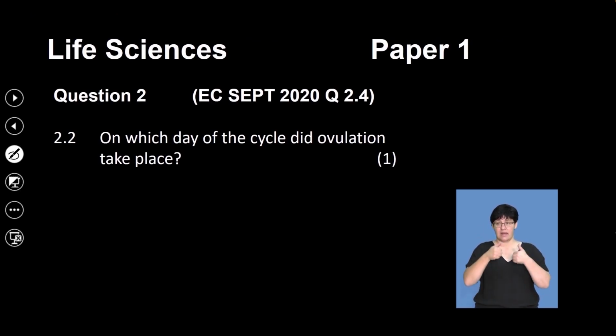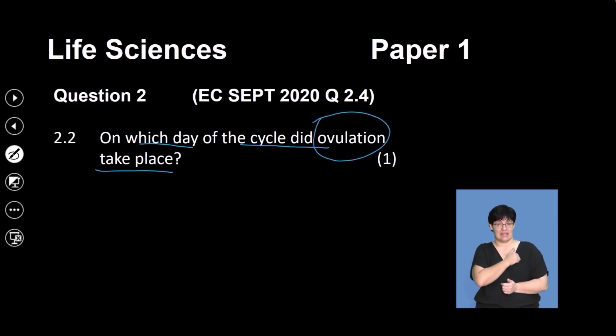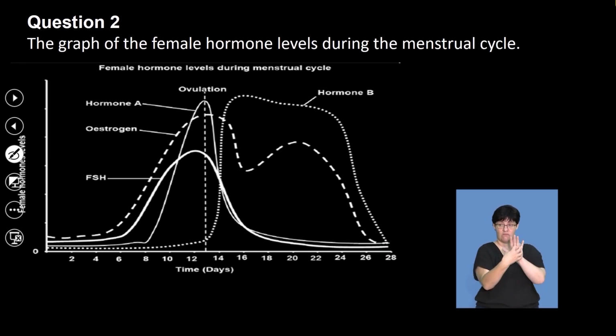The next question is, on which day of the cycle did ovulation take place? Well, fortunately, I've noticed that in the graph, they have been kind in indicating to us the day of ovulation or the time when ovulation takes place. So all you need to do is, well, they've been kind enough to even extrapolate that down. And so you clearly see a line there, which you can use your ruler to draw down to the x-axis. And that's going to be the day here, which is between day 12 and day 13.